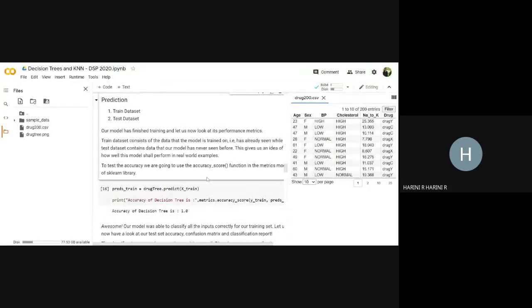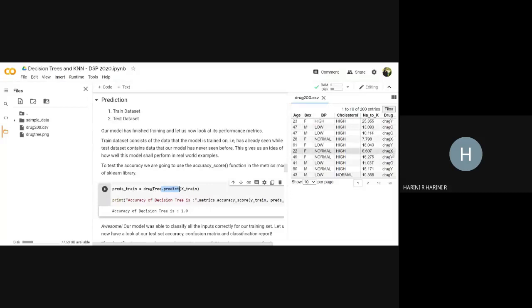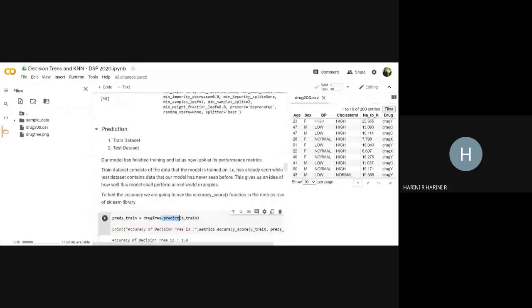So now we are going to use this dot predict function to see what predictions it is giving for each record, just to see how good it is performing on our training set itself, what the model has already seen before in the previous step.